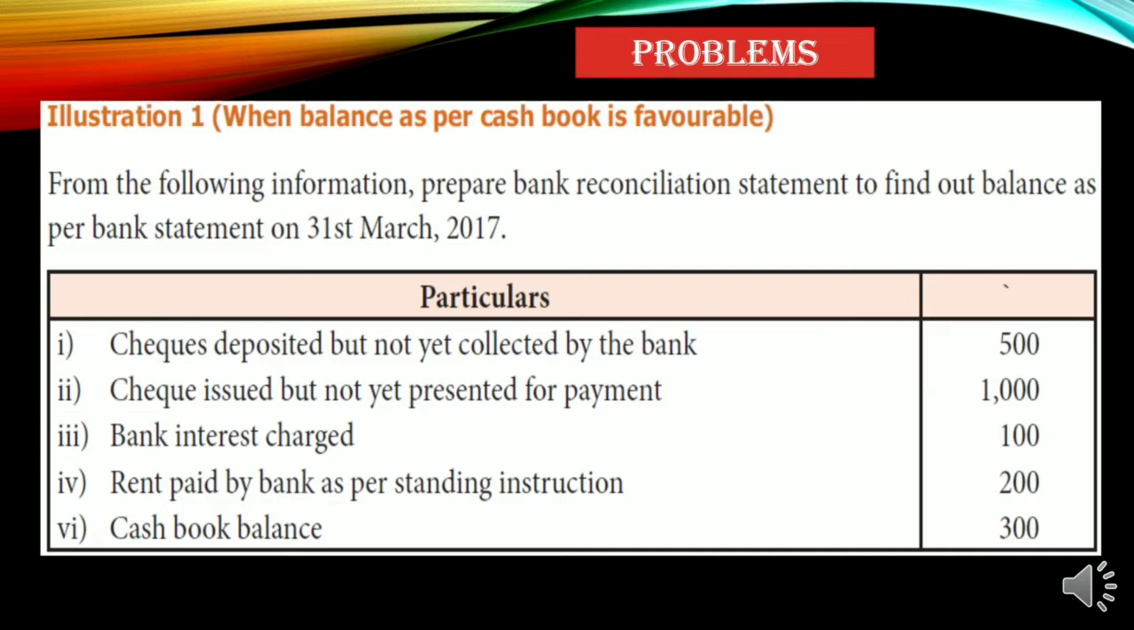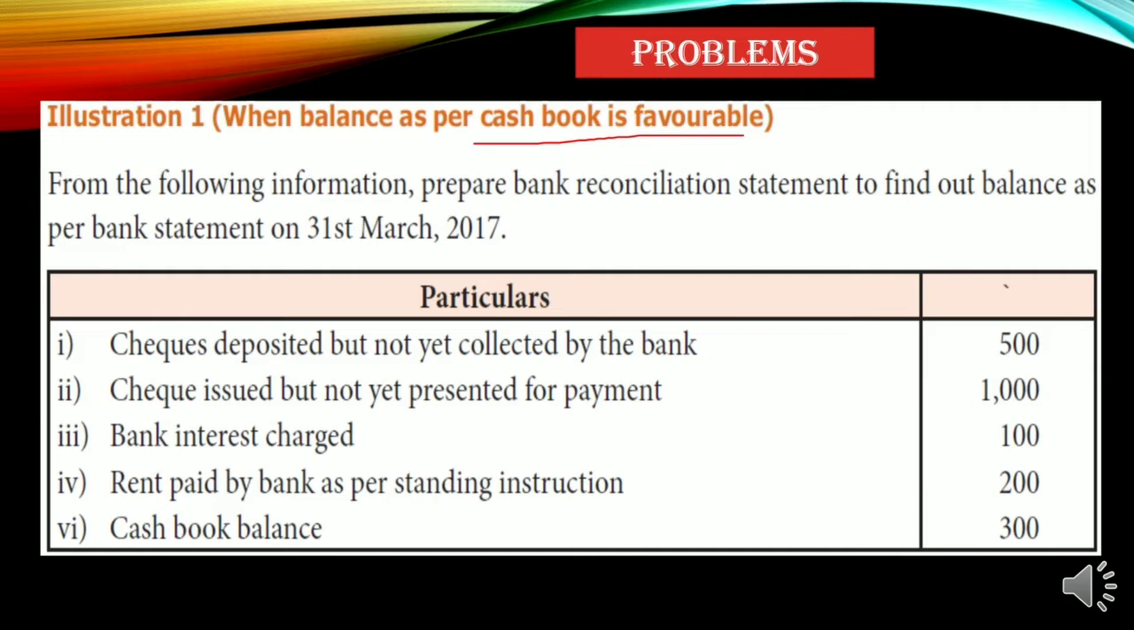So we are now going on to the problem session, problems and how to solve them. First, I'm going to the heading: when the balance as per cash book is favorable, that is a debit balance, we are going to see now. From the following information, prepare a bank reconciliation statement to find out the balance as per bank statement on 31st March 2017.